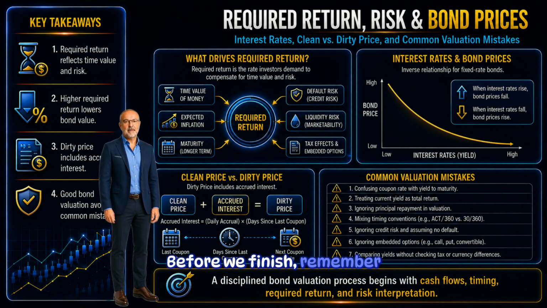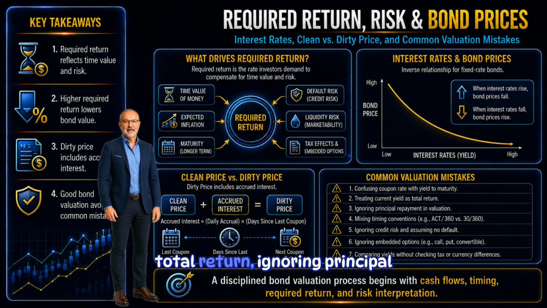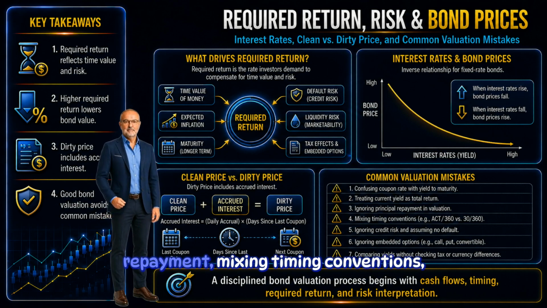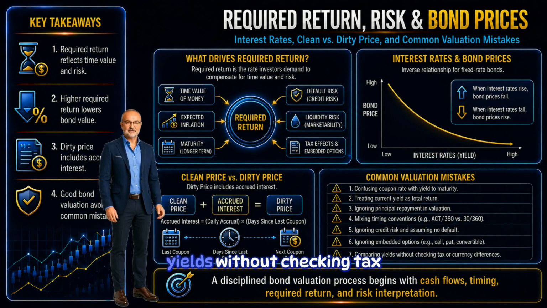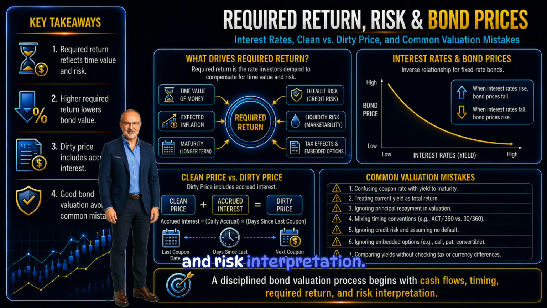Before we finish, remember the common mistakes: confusing coupon rate with yield, treating current yield as total return, ignoring principal repayment, mixing timing conventions, ignoring credit risk, ignoring embedded options, and comparing yields without checking tax or currency differences. A disciplined bond valuation process begins with cash flows, timing, required return, and risk interpretation.